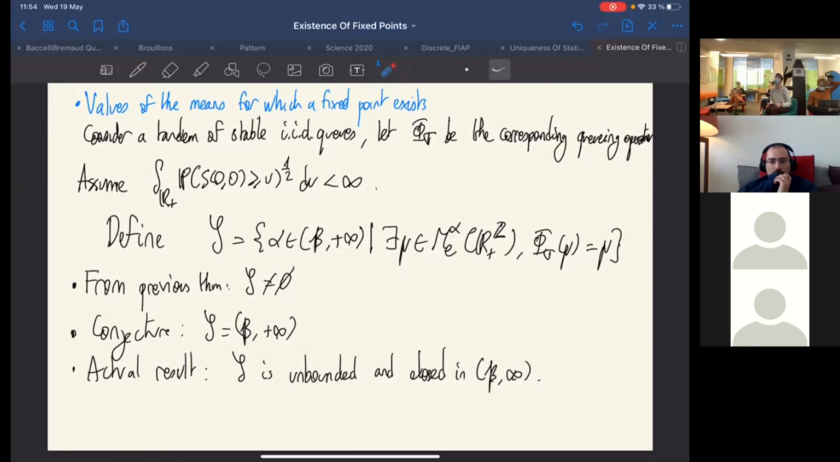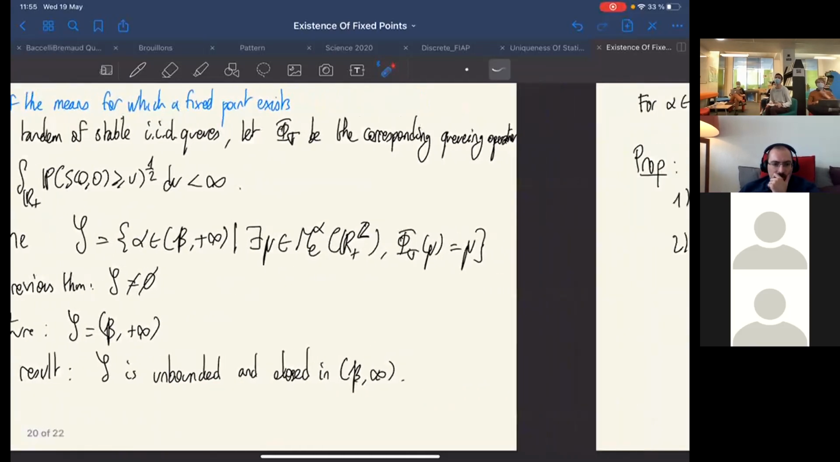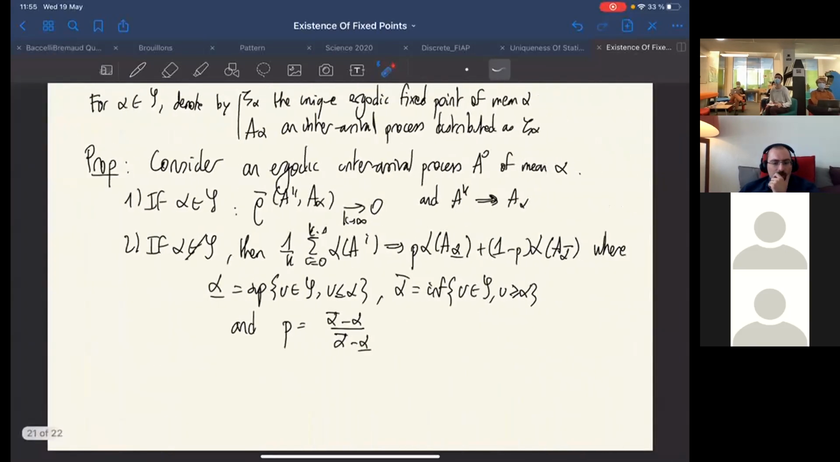But the actual result that is stated in the paper is that S is unbounded and is closed in beta L infinity. And more precisely, if you consider an ergodic inter-arrival process of mean alpha in Q0, if this alpha is in the set, then everything works as intended. The distance is contracting, and you have convergence in this distance of the distribution of A_k to an inter-arrival process distributed as the unique ergodic fixed point of mean alpha, which is A alpha here.